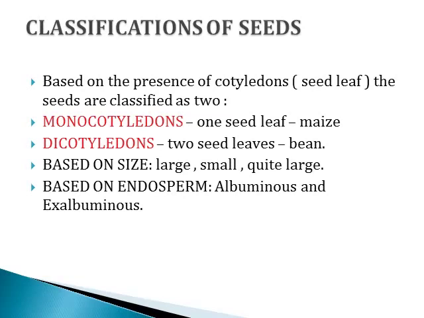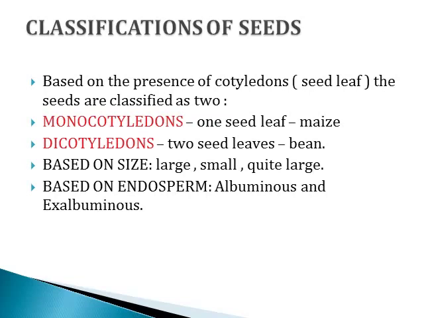Based on the presence of cotyledons, the seeds are classified into two groups. Cotyledons means seed leaf, we very well know that. So based on the presence of seed leaf, the seeds can be classified as monocotyledons and dicotyledons. Monocotyledon: the seed which contains one seed leaf is called a monocotyledon. In short, it is called a monocot. Example, maize. And the seed which contains two seed leaves is called a dicotyledon.